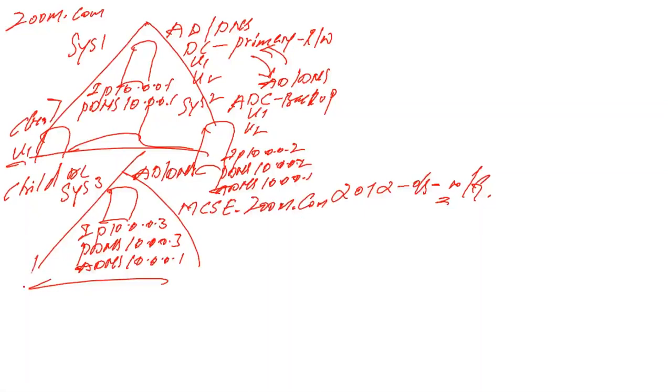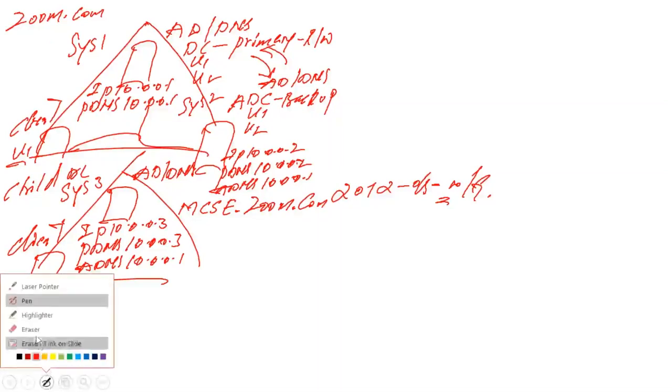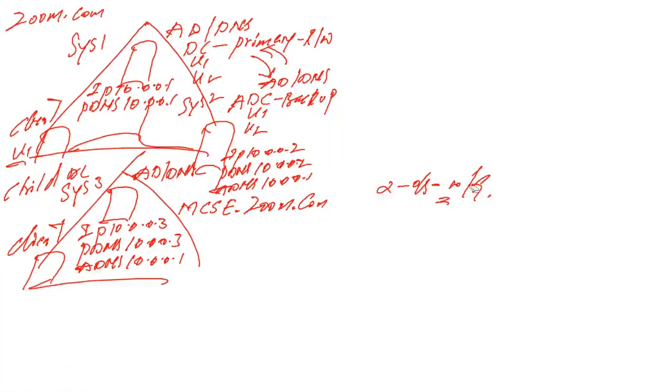Now this child in its network has its own clients or not here? And for this child, can we create one backup server also? Yes. But remember here, system 2 is a backup server only for Zoom, not for the child. So the child has its own backup server. Now tell me, in front of you, how many domain names are there here? How many domains are there? Two domains. One is zoom.com and one is mcsc.zoom.com. So we have two domains in our network.